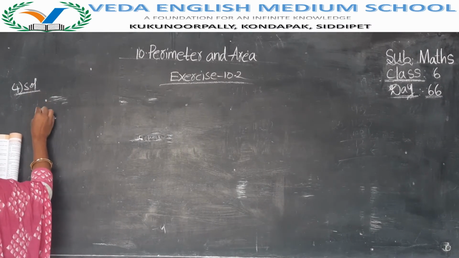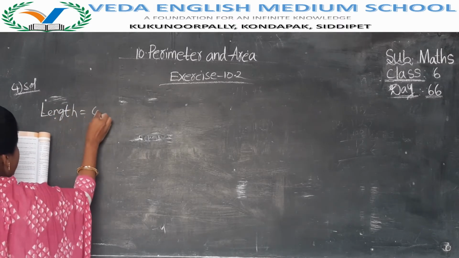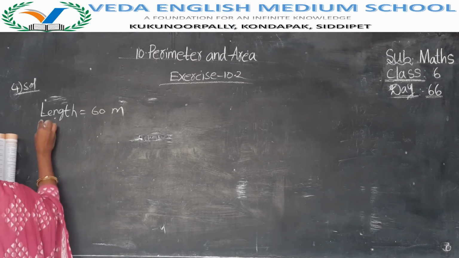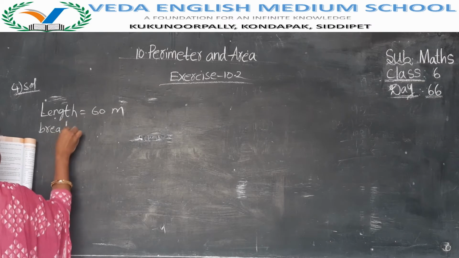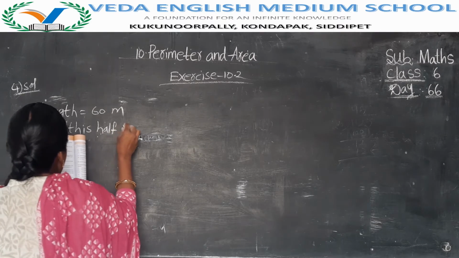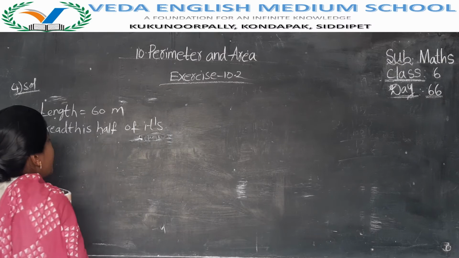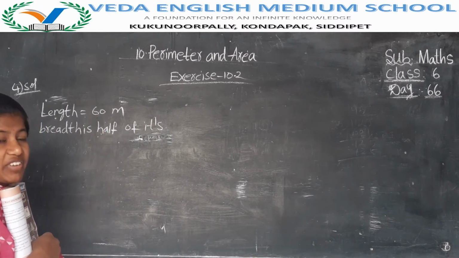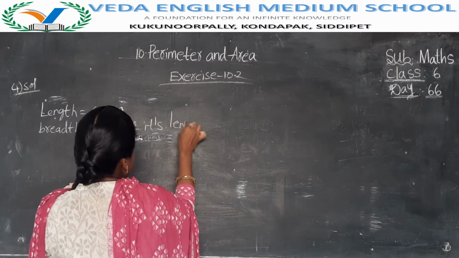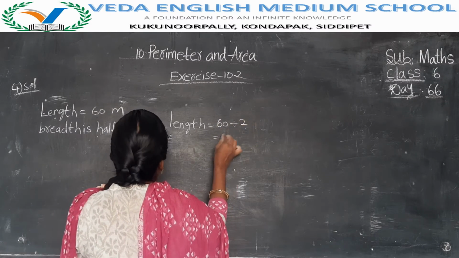Fourth solution. The length of a rectangular field is 60 meters. Breadth is half of its length. Now if length is 60, what will the breadth be? Half means 30. So you have to write here, since it is half, divide by 2. 60 by 2 gives 30 meters.